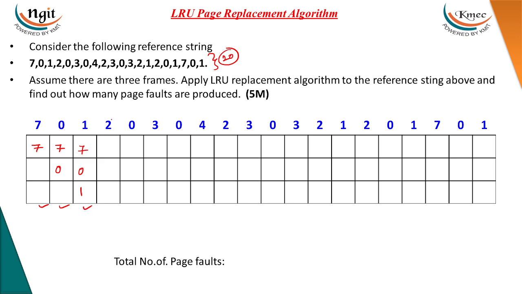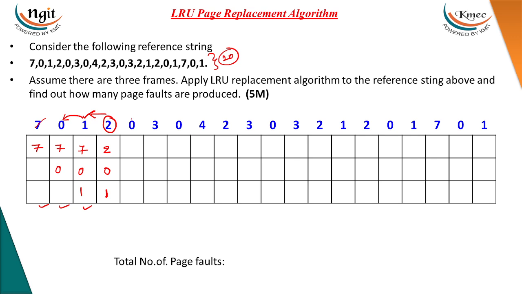Now 2 is not present in the main memory, so I need to replace one of the pages with 2. Which page will be replaced? From 2 we need to look at the left side. If you look at the left side, 1 is the most recently used page, I will keep it here. 0 is the next most recently used page, I will keep it here, and the only page left is 7. So 7 will be replaced by 2.